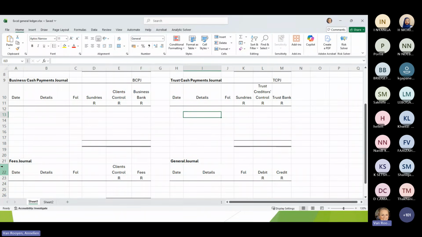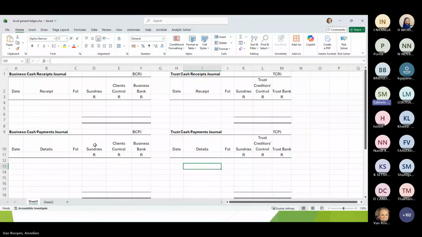Just try and grab a piece of paper and open those items, those journals that I have on the screen on a piece of paper as quickly as possible. Ma'am, can you please scroll up so I can see the trust cash receipts? Okay.